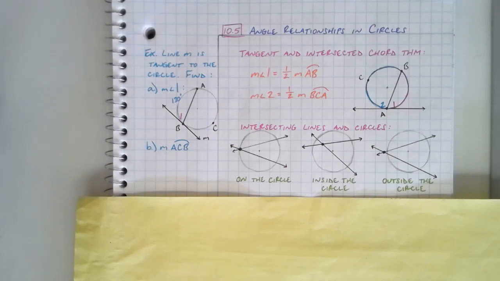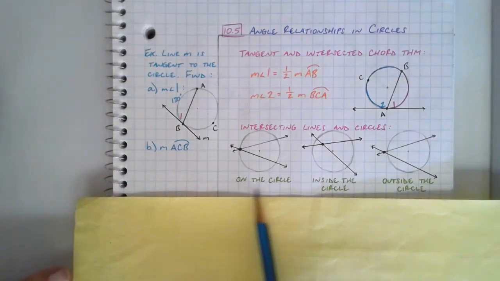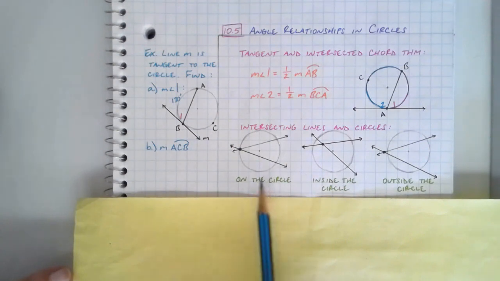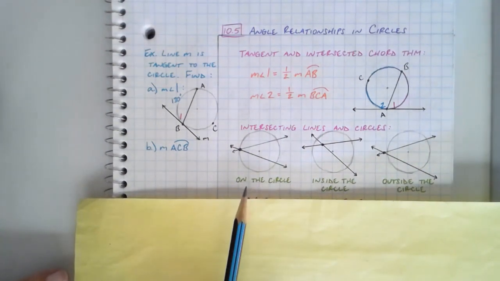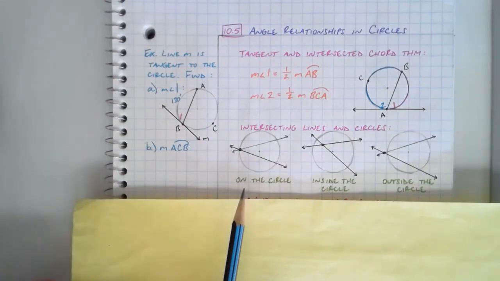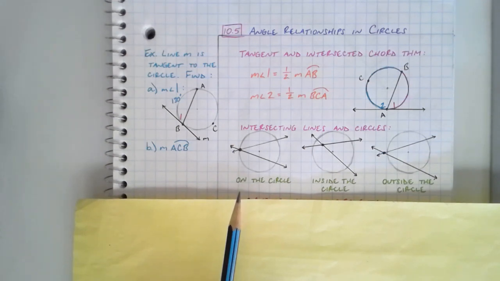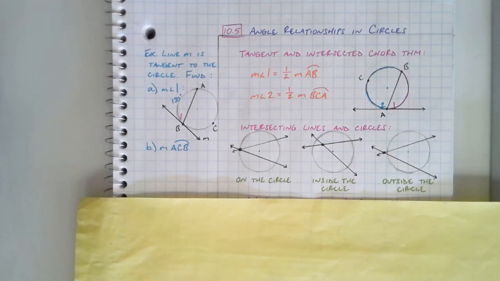And that's what I have here at the bottom of the page, those three different scenarios. Scenario 1. This is one we've actually already talked about in Section 4. It's called an inscribed angle. If the vertex, the corner of that angle, is located on the circle itself, that's called an inscribed angle.